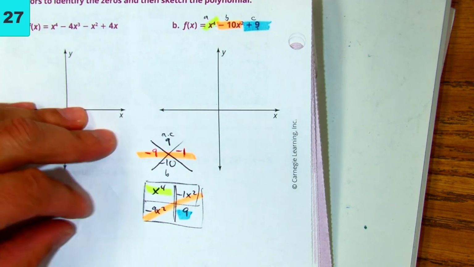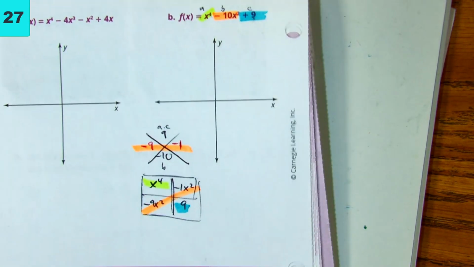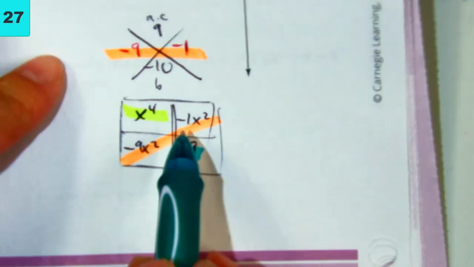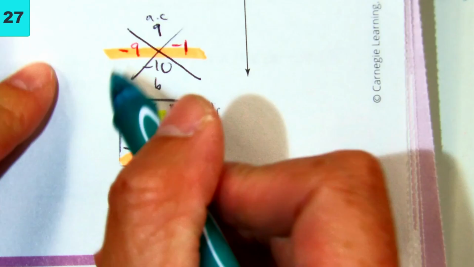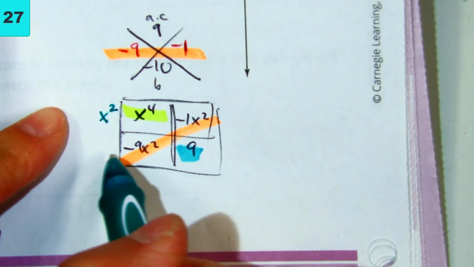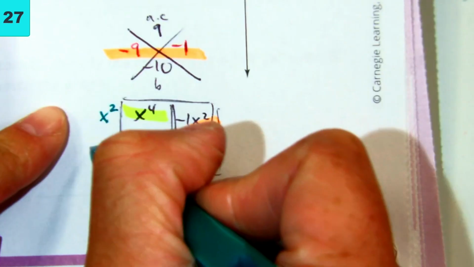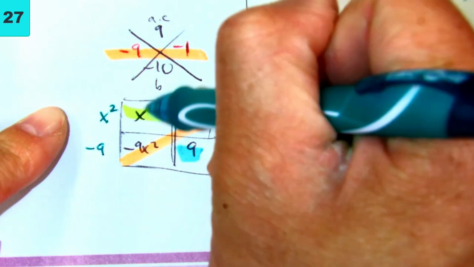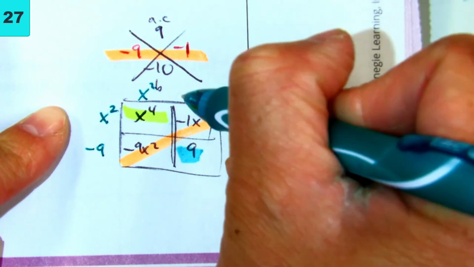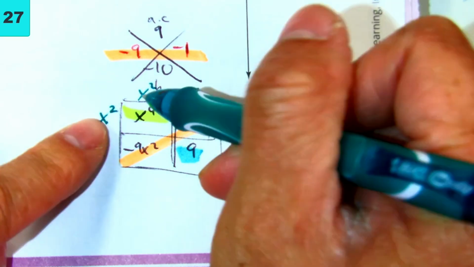Let's focus on the box now. Class, what's your greatest common factor? X squared. How about this direction? Negative 9. How about up here? X squared. And over here? Negative 1. Remember, you have to multiply to check your answer.